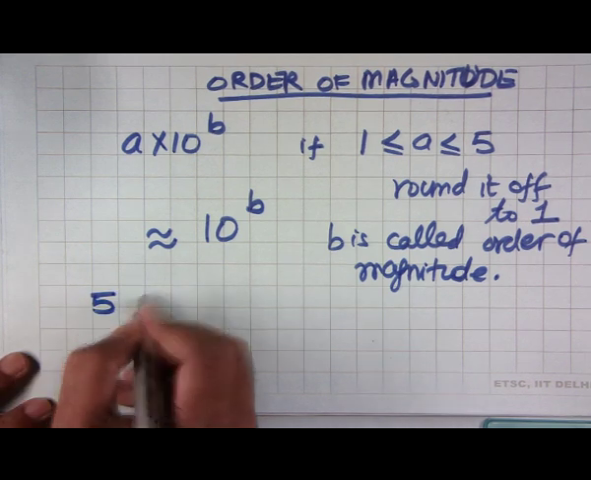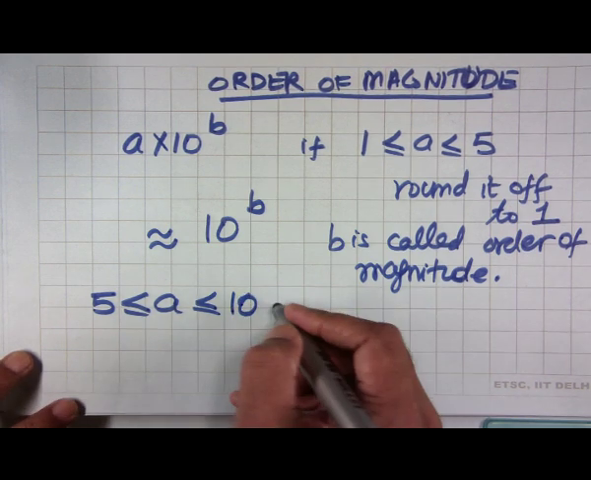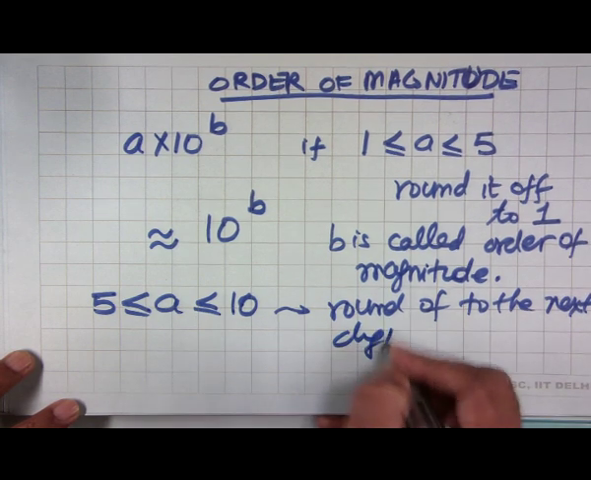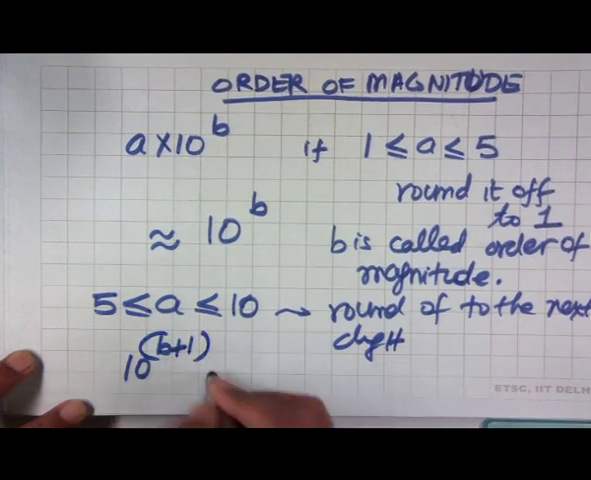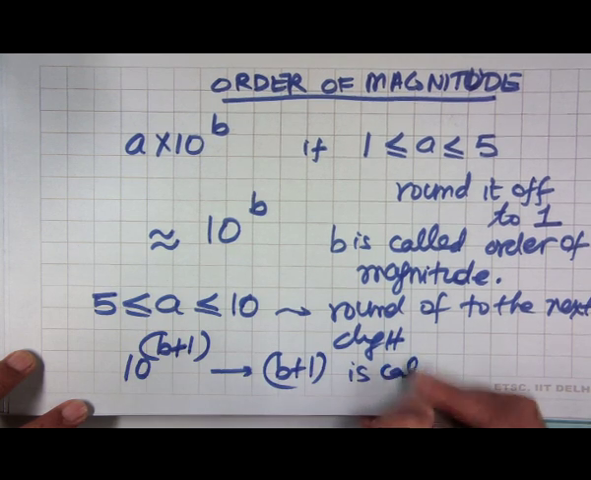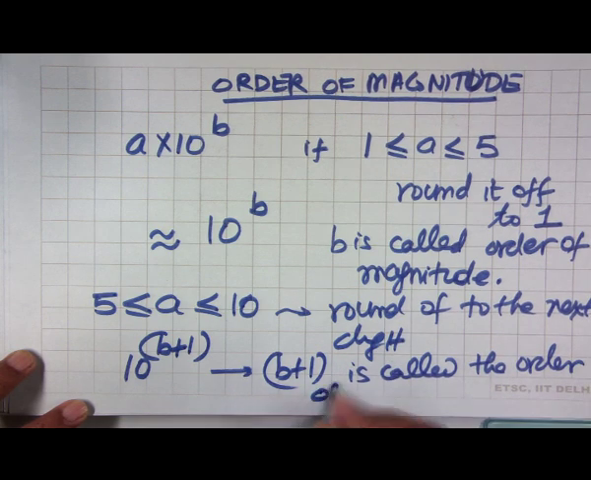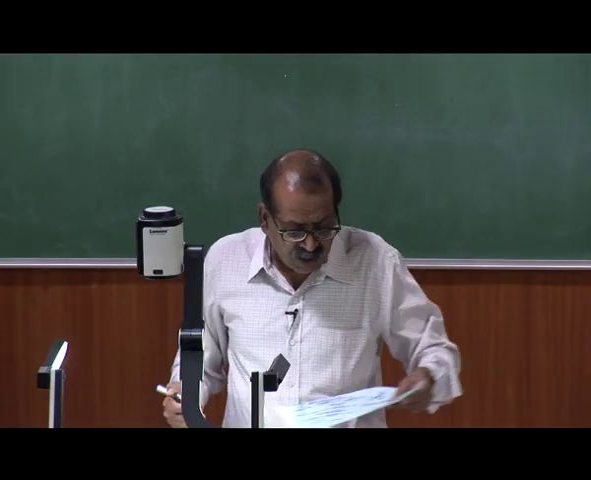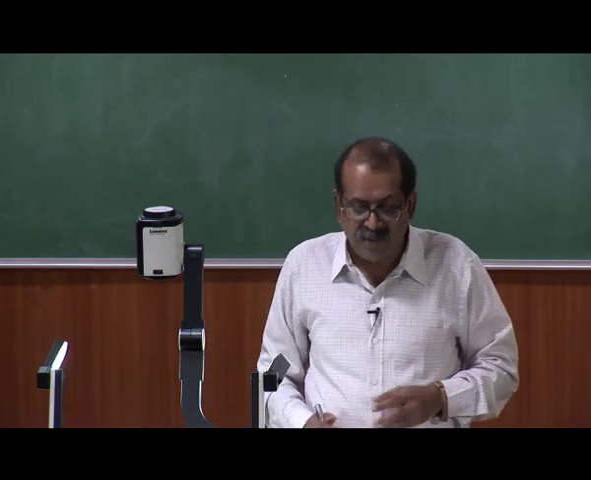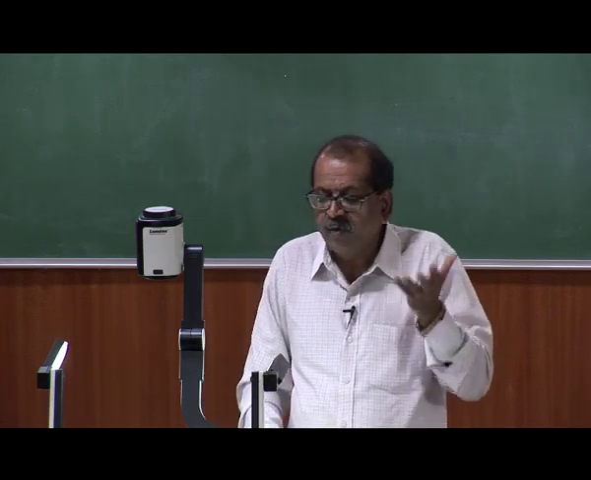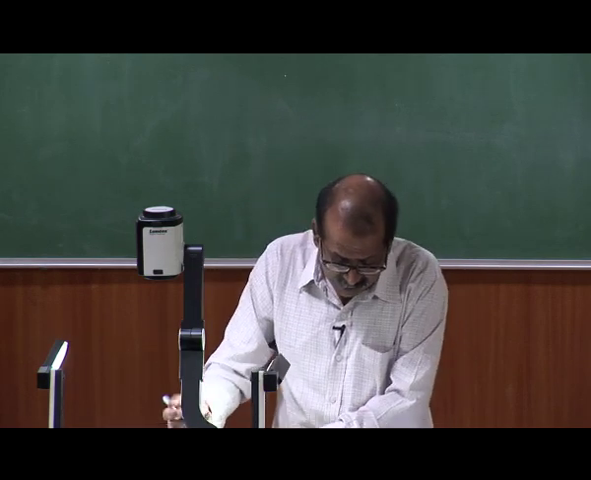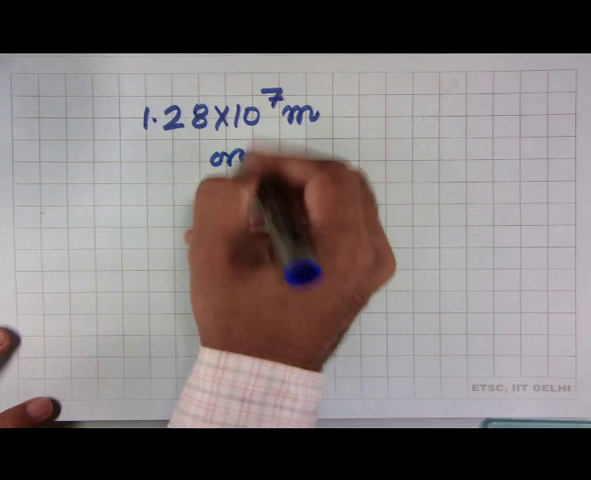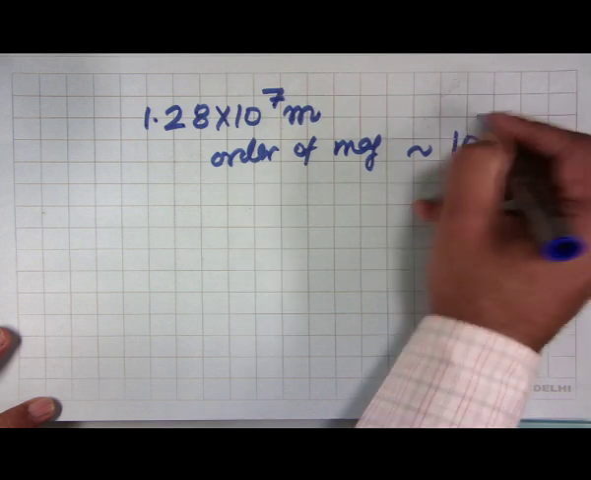And if a lies between 5 and 10, then we round off to the next digit, which means we call it as 10 to the power of b plus 1, and in this case b plus 1 is called the order of magnitude. Order of magnitudes are normally used to make rough estimates of the quantities, and they will not be very exact, but this is to give an idea of how much is the sense of measurement. For example, if something is 1.28 into 10 to the power of 7 meters, then we say the order of magnitude of this length is 10 to the power of 7 meters.